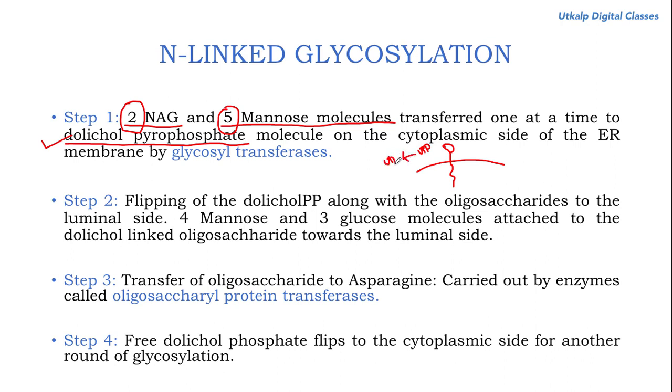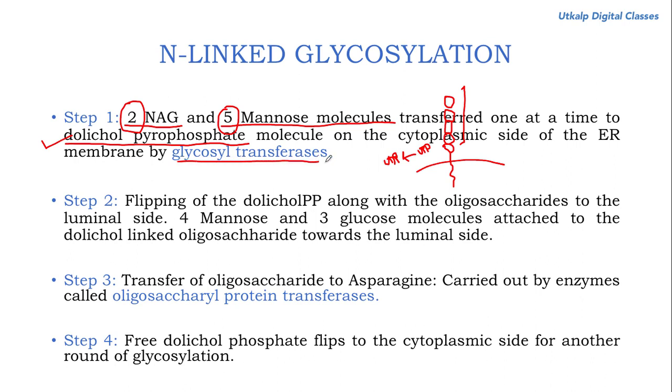Then another NAG molecule comes and attaches to this first NAG molecule. Then one mannose molecule comes along as GTP mannose. When the mannose residue is attached, again GTP is hydrolyzed to GDP. Then another GTP mannose, another GTP mannose, and in this manner 2 NAGs and 5 mannose molecules are attached towards the cytoplasmic side. And the enzyme which is responsible for the attachment of all these 7 residues is called glycosyl transferase.